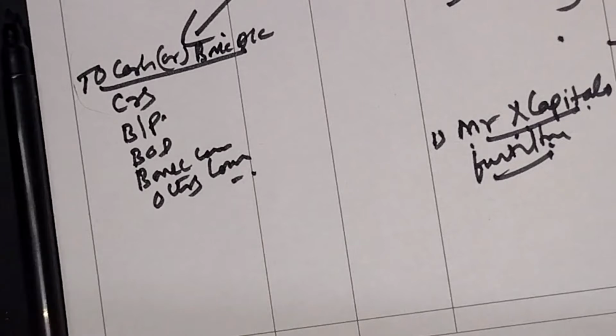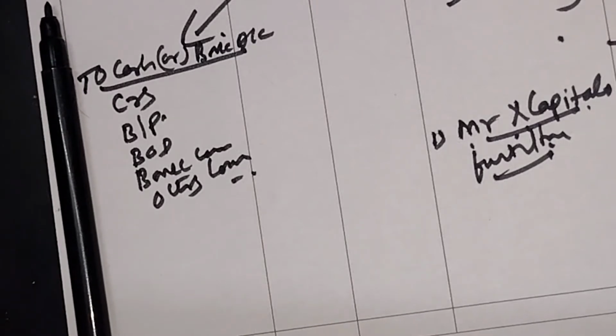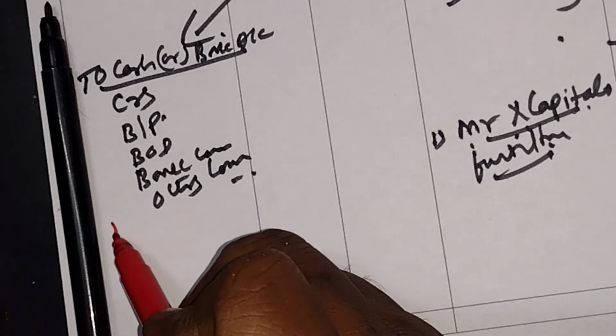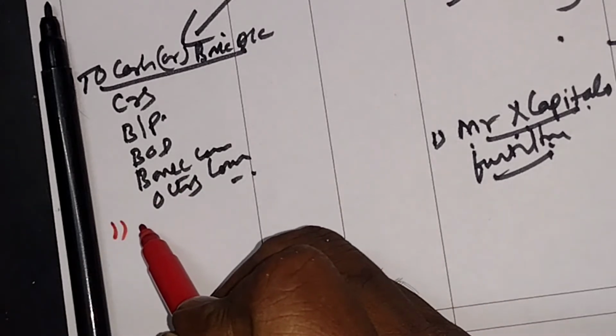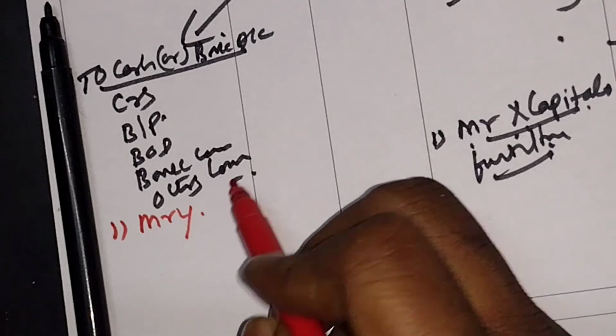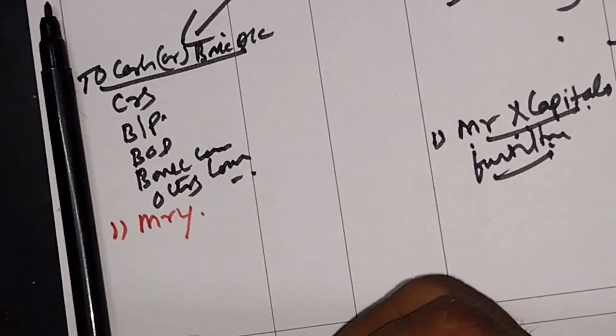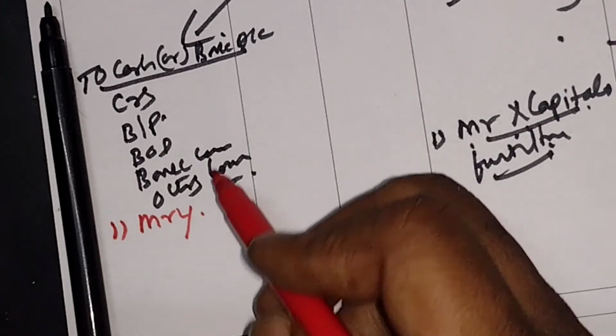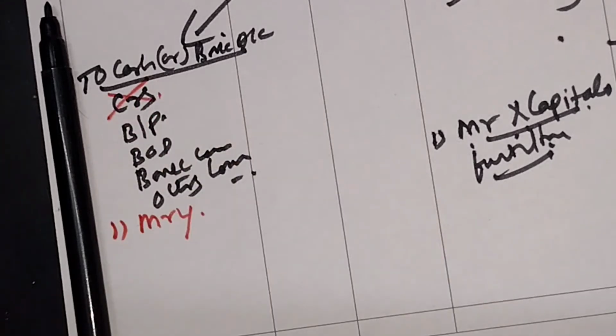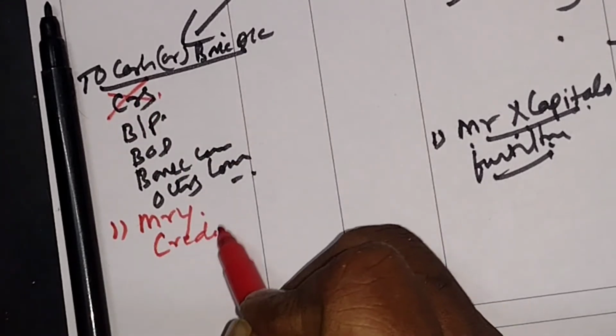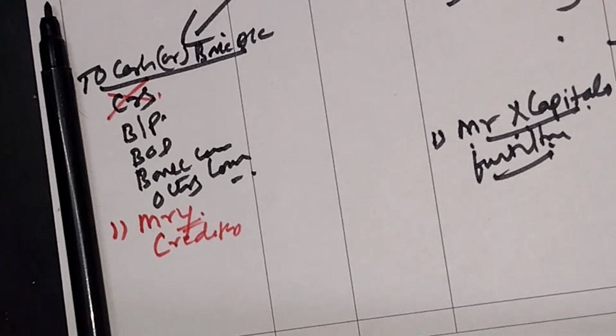Even here also, if some of the liabilities are not paid, they may be taken over by some of the partners, then it will be transferred to the partner's capital account. For example, Mr. Y has taken over one of the liabilities, for example creditors, then creditors will not appear here, it will be transferred to Y's capital account.